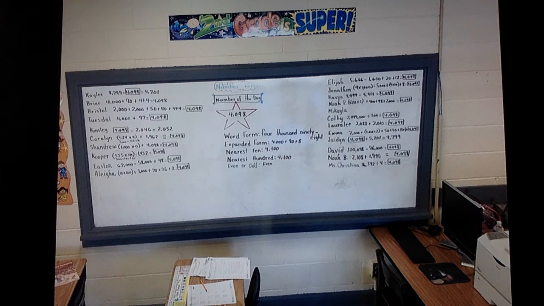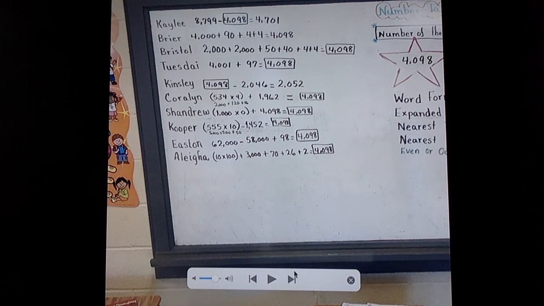And I always give my own as well. As you can see, the very last one, Miss Christina, mine was 16,392 divided by 4. I always explain how I got my answer. And usually when I do one, the next day, they try to incorporate what I did the day before. So that's kind of an incentive to make them think harder, higher order thinking. So that's a close-up of that, 4,098.